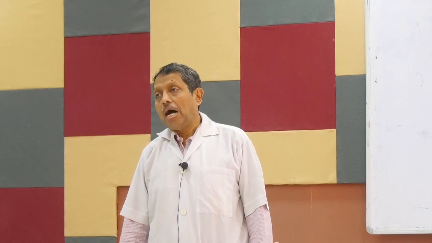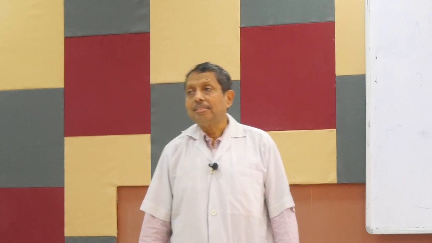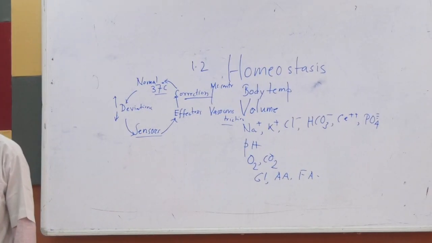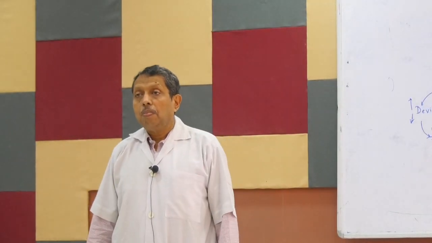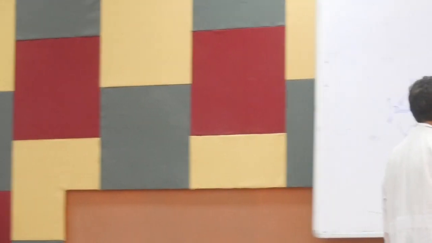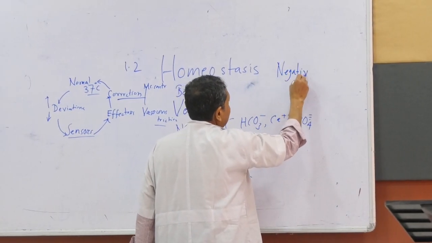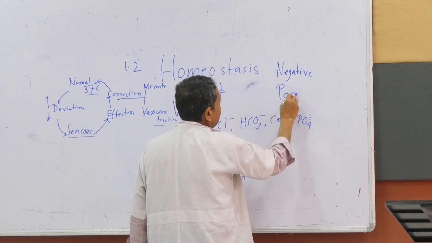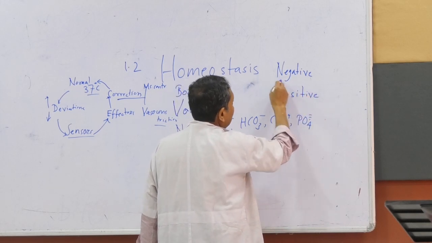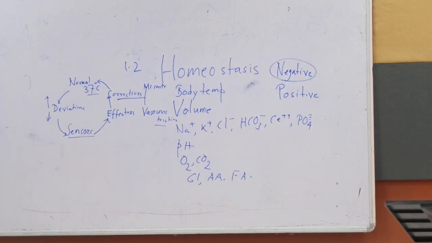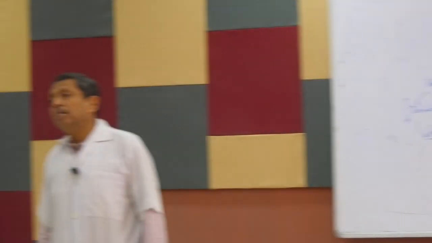This is an example of how it is happening. And in that case, this information is called the feedback mechanism. Negative feedback, positive feedback. The common one is negative feedback, by means of which the normal state is restored.